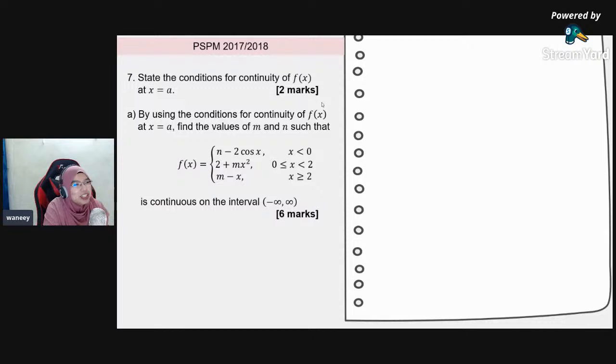Right, so now state the condition for continuity of fx at x equal to a, and then by using the condition for continuity of fx at x equal to a, find the values of m and n such that fx is continuous on the interval from negative infinity to infinity.